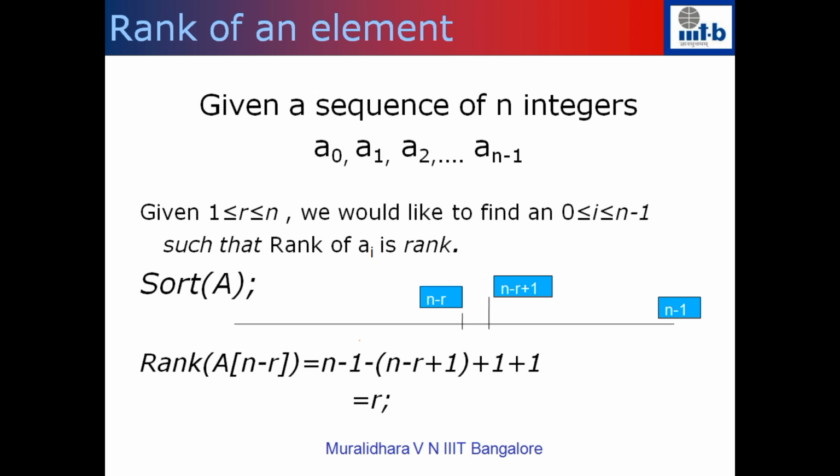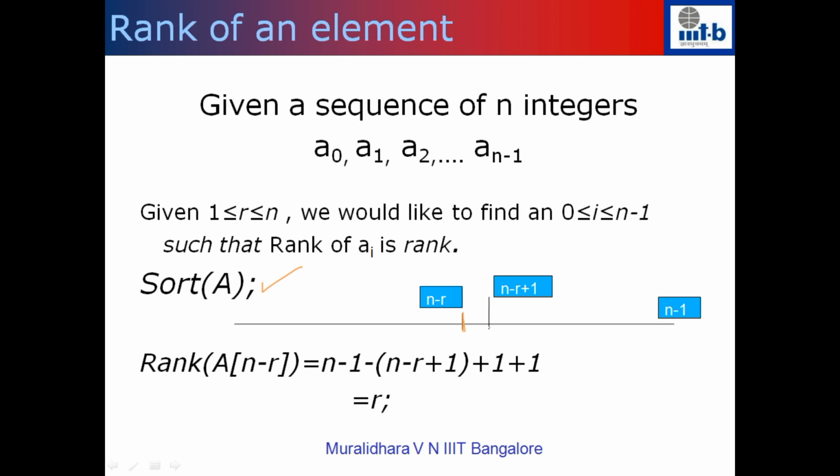So let's look at an easy algorithm. Let's sort the sequence in increasing order. If I sort the sequence in increasing order and I want an element whose rank is r, the claim is that you have to return the n minus r th element. So let's look at the n minus r th element, this element.